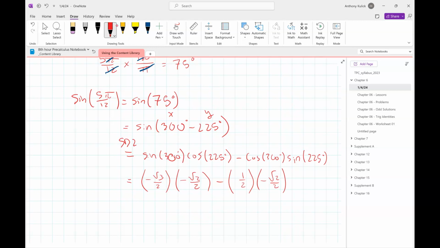Everybody good with how we did that? Again, this should be a skill we're pretty comfortable with. We've been doing it since like chapter 2. I think we've done it every chapter. Should be able to use that unit circle.